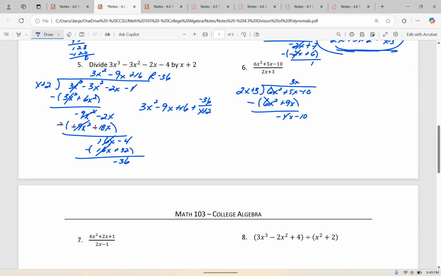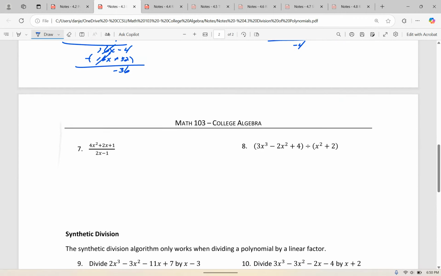Then we multiply by the negative 2. Negative 2 times 2x plus 3 is a negative 4x minus 6. When we subtract, negative 4x minus negative 4x is going to cancel. This is minus a negative, so we're going to get negative 4. So our remainder is negative 4. So our quotient is 3x minus 2. And we have a remainder of negative 4 to be divided by the 2x plus 3.